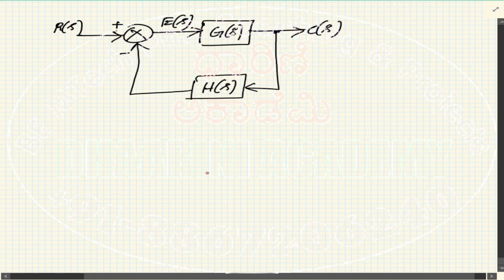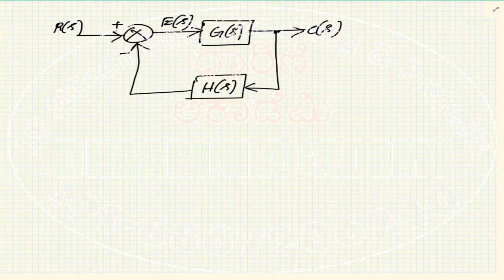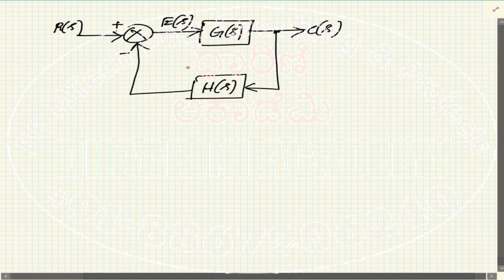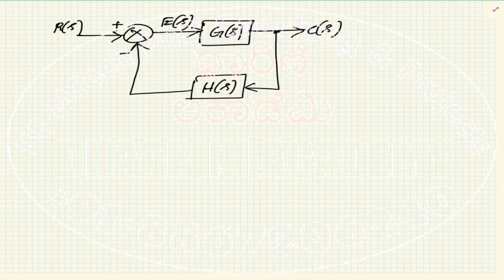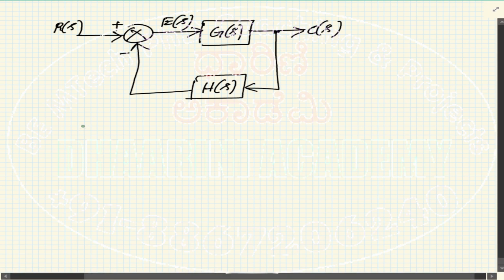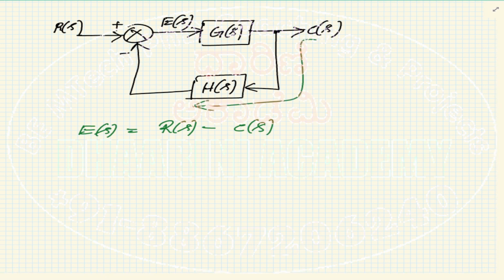Now, what is the error? E of s could be written in the following fashion. I have C of s as output and R of s as the input. We can write the error as the input, that is R of s, minus C of s. C of s gets multiplied by H while coming back, so that's why I need to multiply it with H.